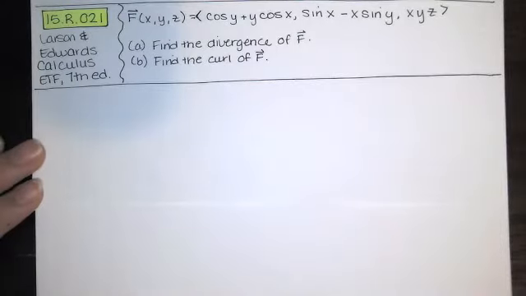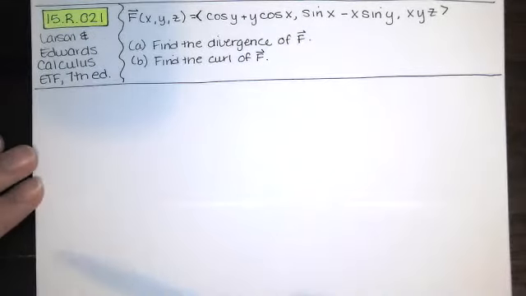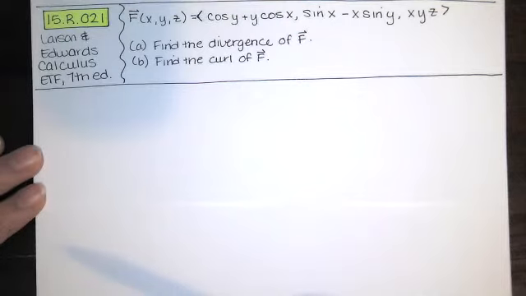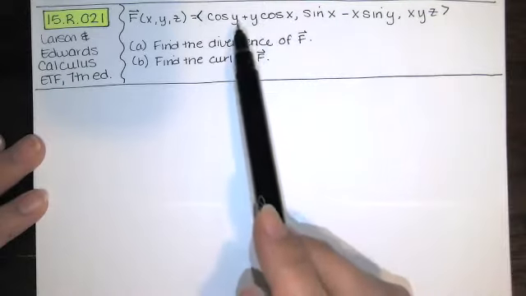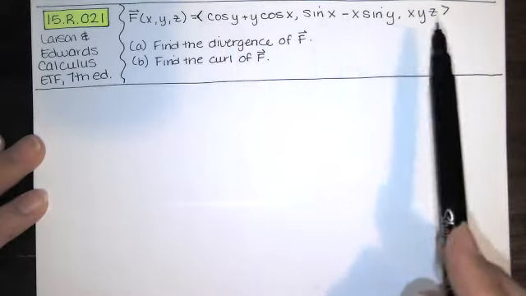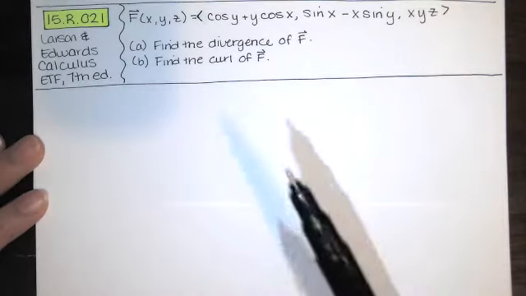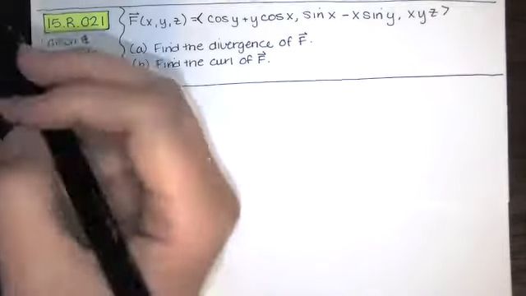In this video, we solve problem 15.R.021 from the Larson and Edwards Calculus Early Transcendental Functions text, 7th edition. We're given a field. This is its x component, this is its y component, and this is its z component. We're just asked to compute the divergence and the curl of the field.